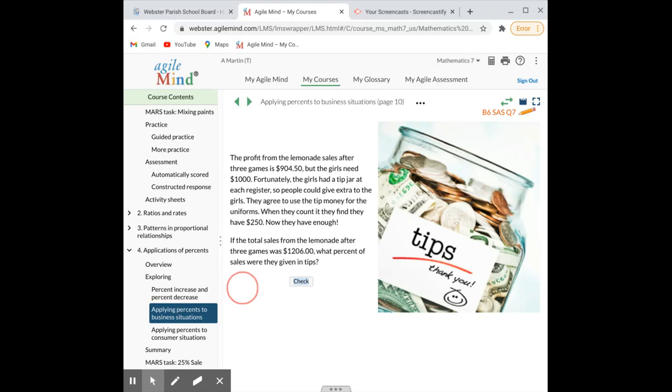All right, so looking at this, how do we determine the amount that they were given in tips? Could we set up a proportion? Anybody remember setting up a proportion? Yeah, we have the part. Write this down just in case you don't have it or you've lost it. We have the part over the whole, and it's equal to the percent over 100. There you go. Y'all are doing great.